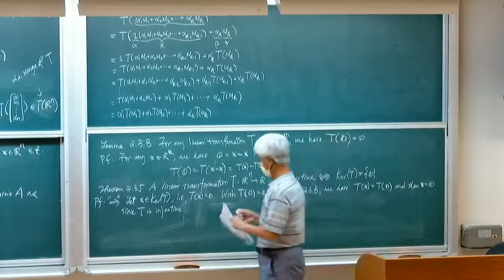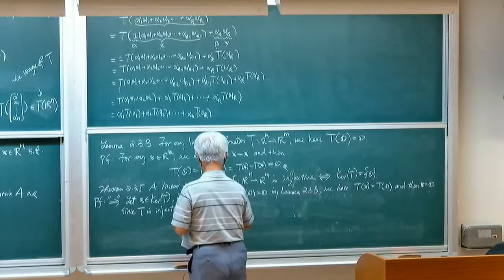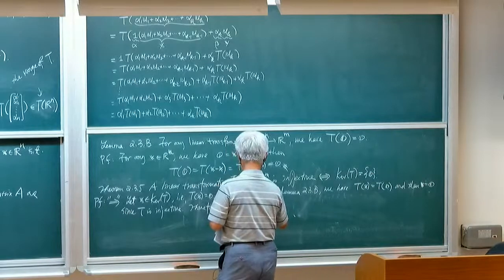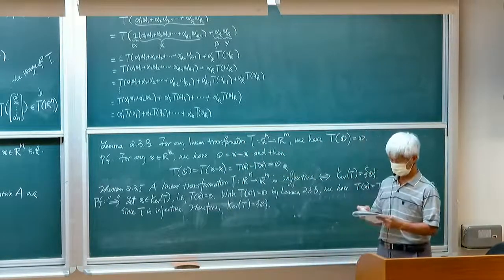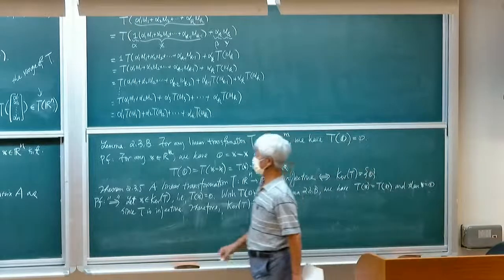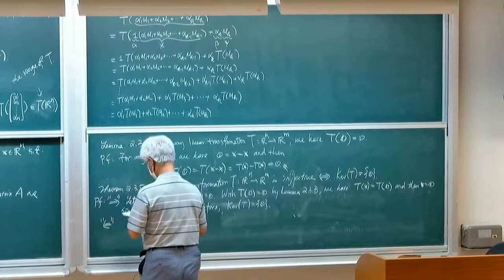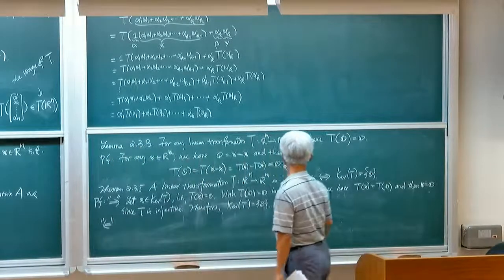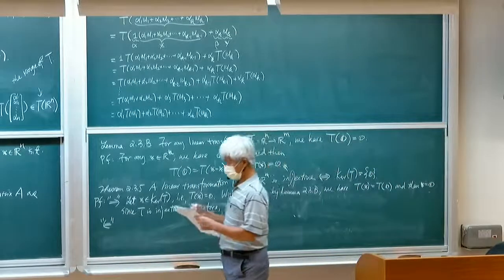Therefore the kernel of T consists only of the 0 vector. So we have done the forward part. How about the backward part? We have to prove that if the kernel of T is 0, then T is injective.